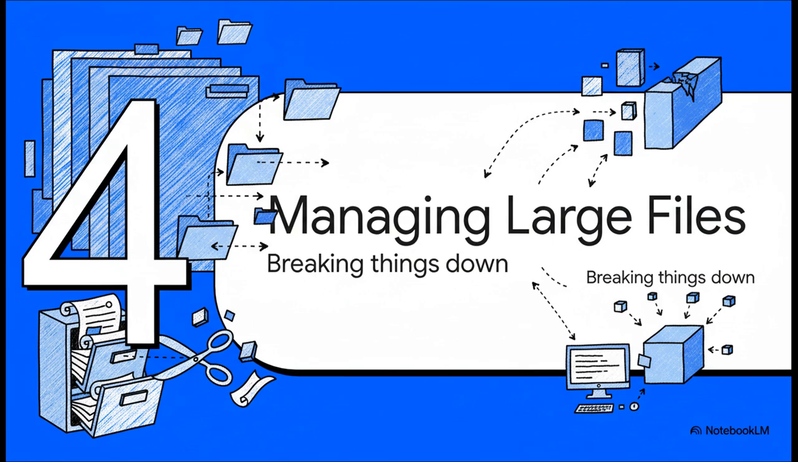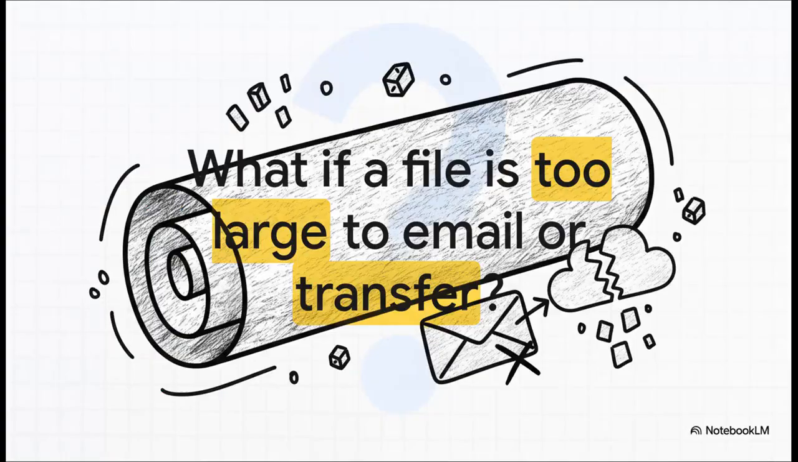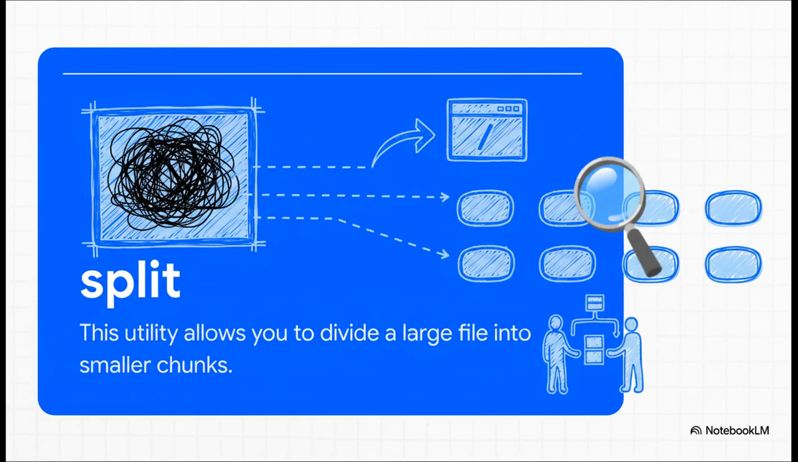All right, next section. What happens when the problem isn't the content of the file, but just its massive size? This is a super practical problem, right? You've got this enormous log file that you need to send to a coworker, but it's way too big for an email attachment. You can't just send a piece of it. They need the whole thing. So what do you do? The answer is the split command. It does exactly what it sounds like. It chops a big file into smaller, more manageable pieces.